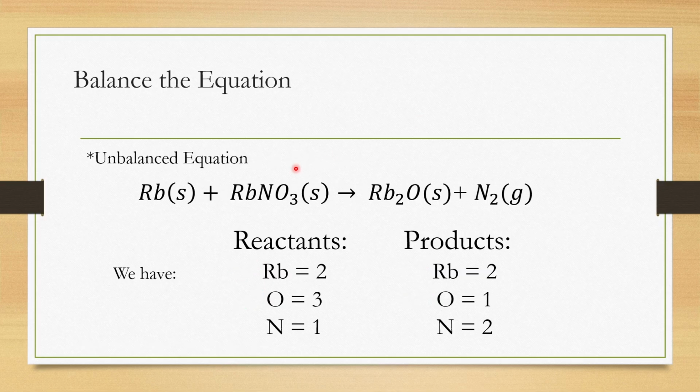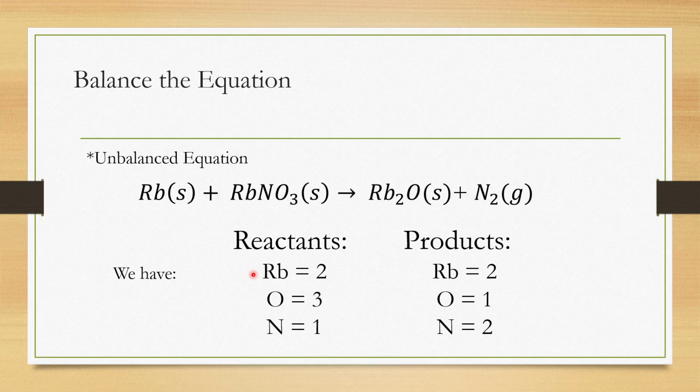In this problem, we will be balancing rubidium plus rubidium nitrate yields rubidium oxide plus nitrogen. This is a little bit of a tricky problem, and we'll have to go through multiple steps. But first, we'll start off with counting the atoms of reactant and the number of products.